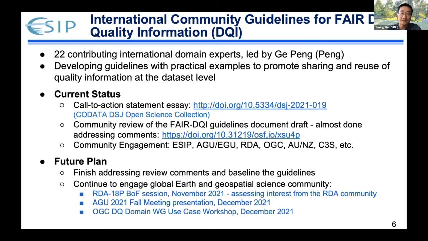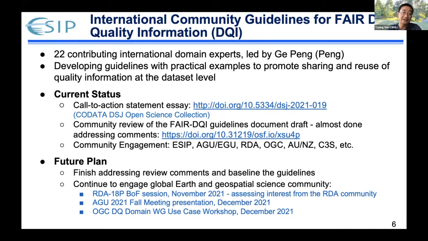And back in May this year, we published this call to action statement essay in the CODATA Data Science Journal. And as Jasmine has mentioned, the community review of the FAIR DQI guidelines document draft is almost done. And I think the leading authors on the team are currently addressing the review comments.